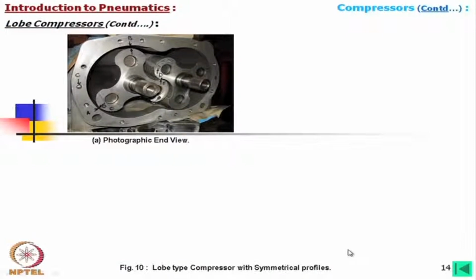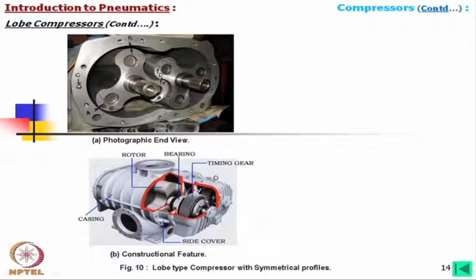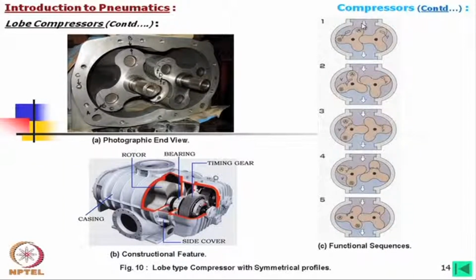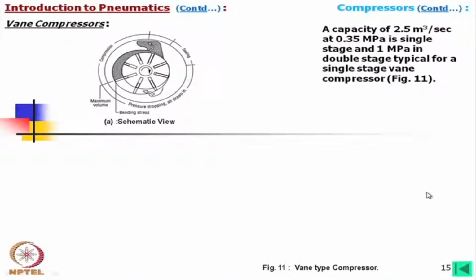Now, this is another view of the lobe type, and this is the constructional feature. You can see in this case lobes are straight here, and you can see how these operations are being done gradually 1, 2, 3, 4, 5. These are the 5 stages of operations. I think you can study yourself.